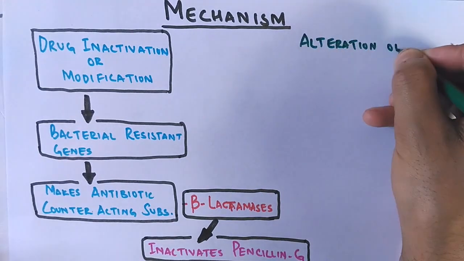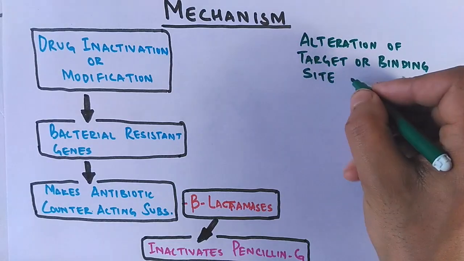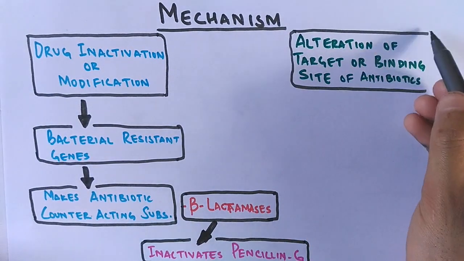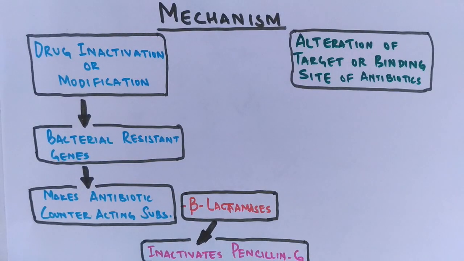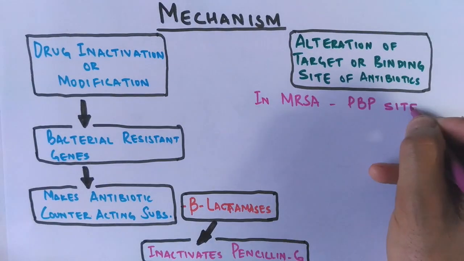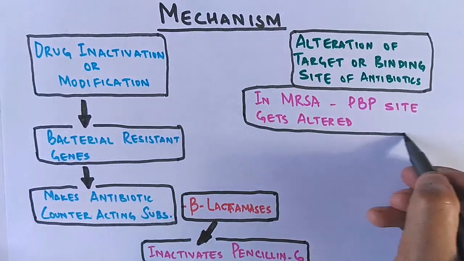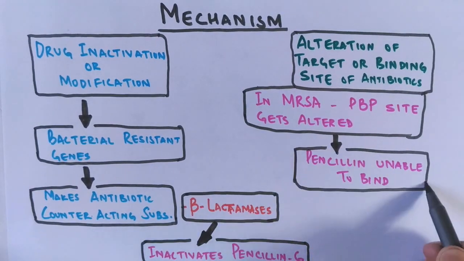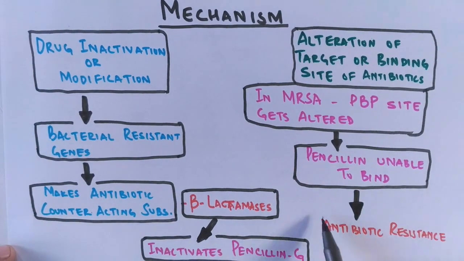Then we have a second mechanism, that's alteration of the target or binding site of antibiotics. In this mechanism, the target site of antibiotics is altered so that antibiotics remain without affecting the bacteria. Here the bacteria are not targeted by antibiotics because these antibiotics remain wondering where to bind and where not to. This condition has been seen in methicillin resistant Staphylococcus aureus, where PBP, that's penicillin binding protein, gets altered and antibiotics are unable to bind to it, and we get antibiotic resistance in this way.